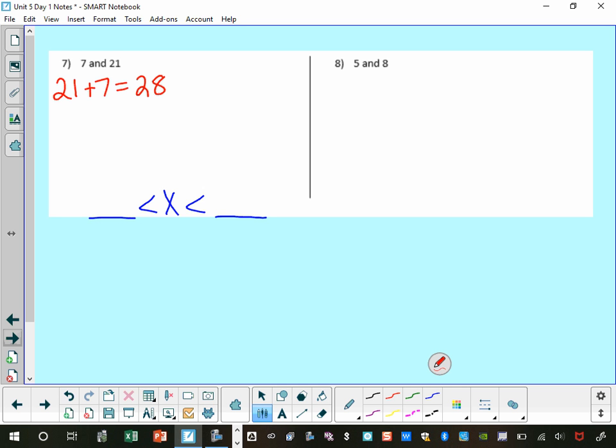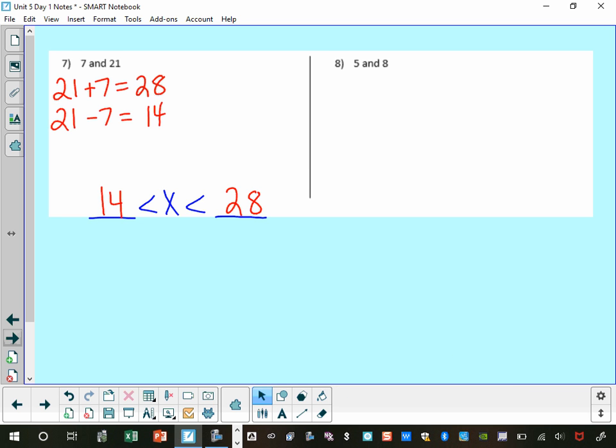Sydney was my second part. I already added it, now I'm going to do what? Subtract it. So we're going to have 21 minus 7. What does that give me? 14. So in my inequality, which number comes first? 14. So x is greater than 14 and x is less than 28.